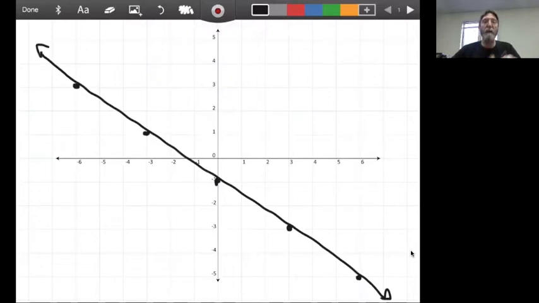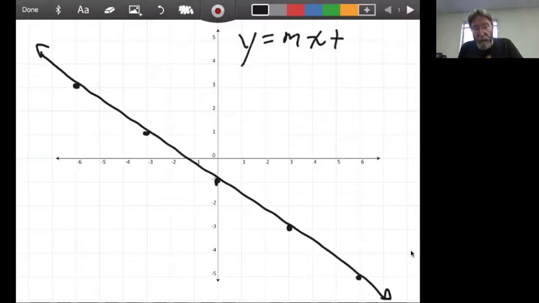Now right away we should look at this line and we should know that because it's going up and to the left that it has a negative slope. That's a little bit of a tip that we should know. And it's going to fall into that form, y equals mx plus b. M is our slope, b is our y-intercept. We got to find our slope.